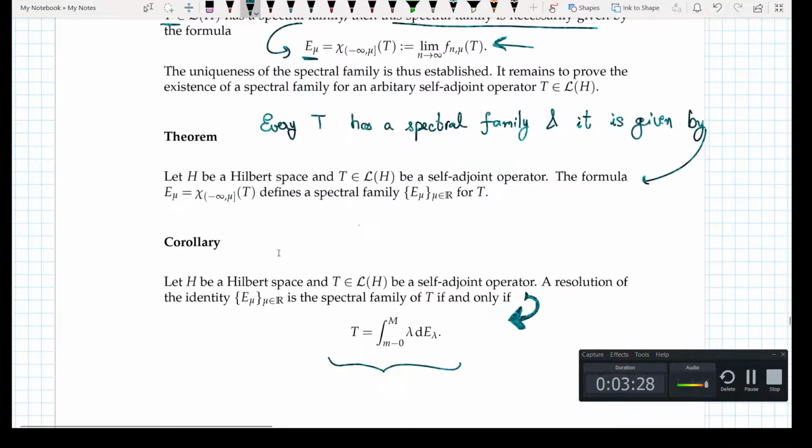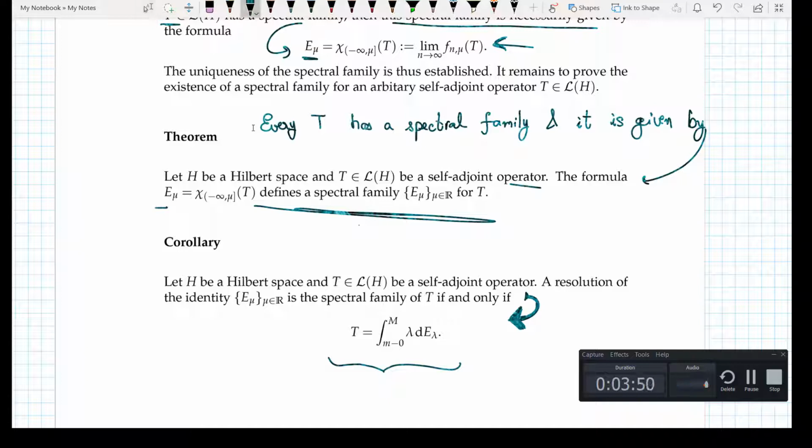Now, the last theorem that I would like to say is that every T has a spectral family. So, let H be a Hilbert space, T be a self-adjoint operator. The formula E mu defines a spectral family E mu for T. So, this is essentially saying that every T has a spectral family.